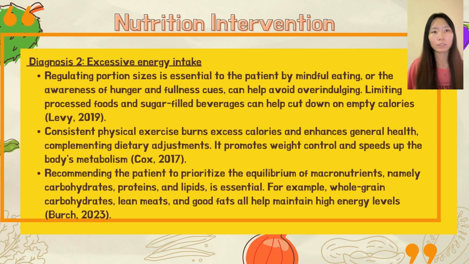Besides, doing consistent physical exercise will burn the excess calories and enhance general health, complementing dietary adjustment, because this will help to promote weight control and speed up the body's metabolism. We also recommend the patient prioritize the equilibrium of macronutrients, like carbohydrates, proteins, and lipids, which is essential. For example, whole grain carbohydrates, lean meats, and good fats will help to maintain high energy levels.